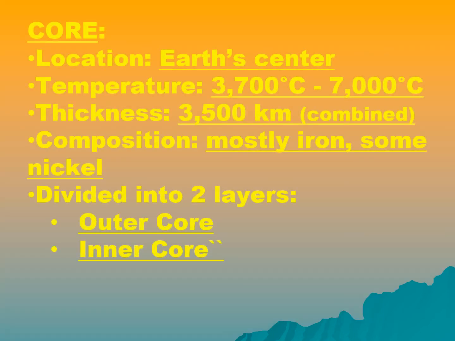Finally, as we travel through the Earth, we reach the core. It is the Earth's center. Its temperature ranges between 3,700 degrees Celsius and 7,000 degrees Celsius. It is hotter than the sun. Its thickness combined is about 3,500 kilometers. But remember, we do have a division of the inner core and the outer core. Its composition is mostly iron with some nickel. So both layers are made mostly of iron and nickel. And again, we usually divide it into two layers, the inner core and the outer core, because physically they are very different.